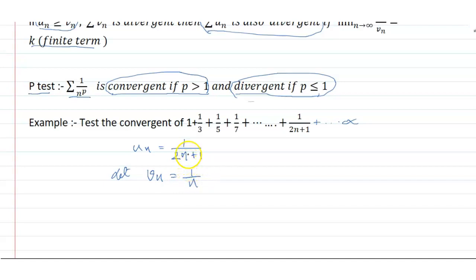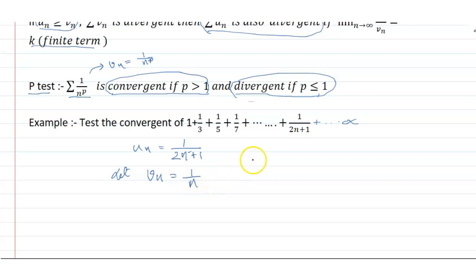Why, friends? Because you see that the power of n is equal to 1. So I have to choose the p series, 1 by n to the power p, as vn. I will choose this way. Here the power is 1, so I choose 1 by n. If it were 2n square plus 1, then I would choose vn as 1 by n square. But here I have to choose 1 by n.